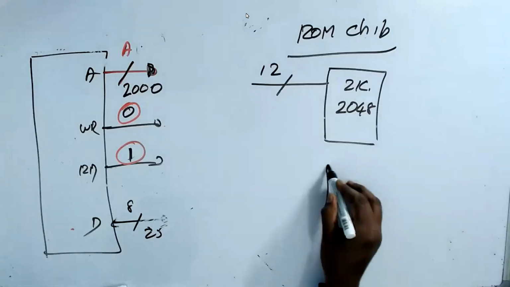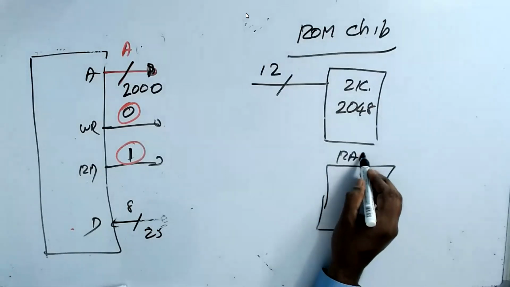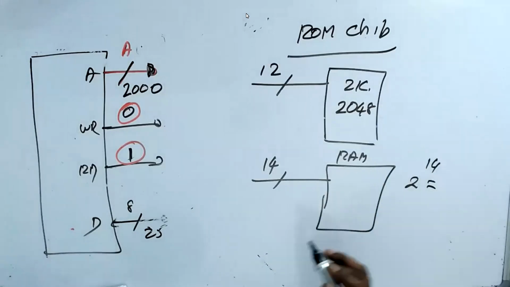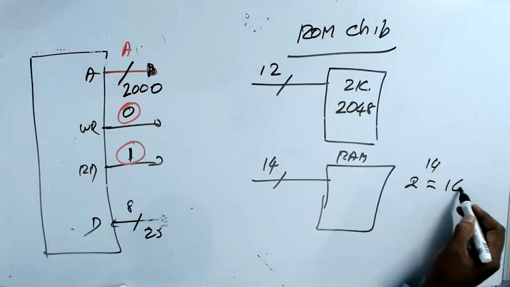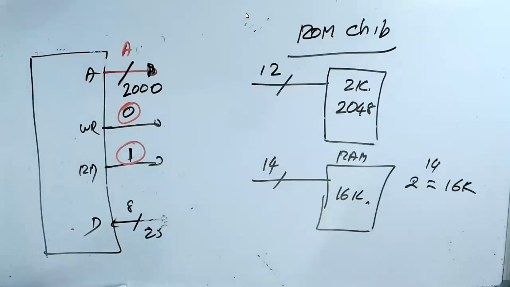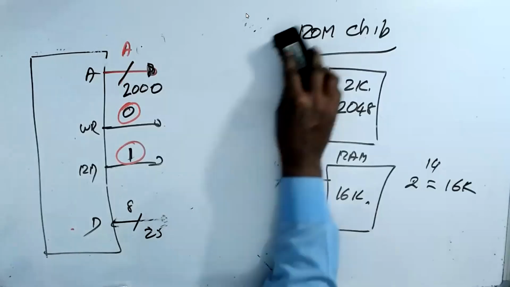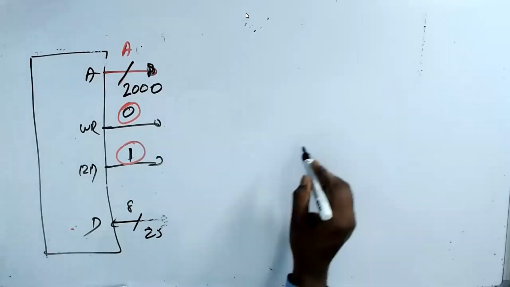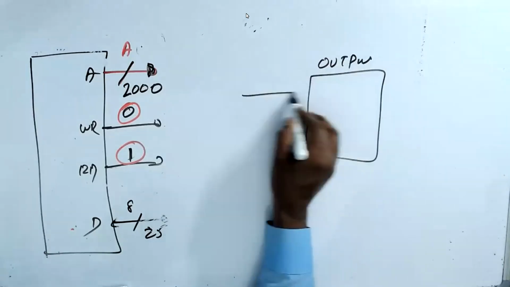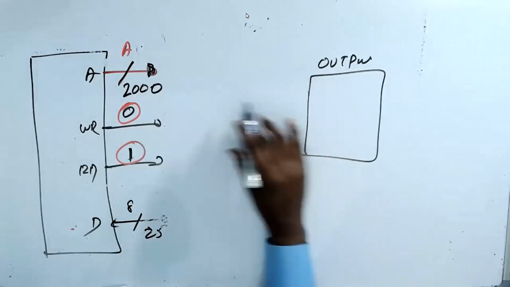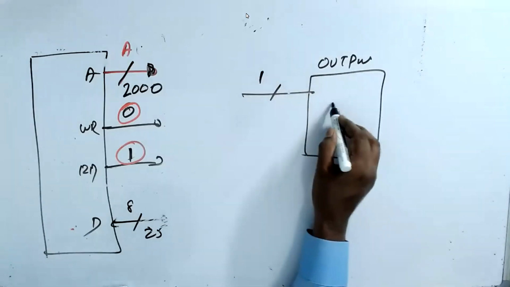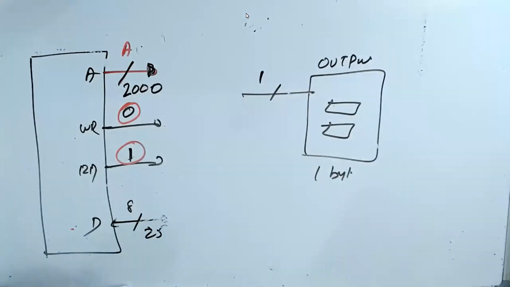Same way, I have a RAM chip which has 14 wires. 2 power 14 is how much? 2 power 4 is 16K. Same way, I can have an output. Address lines can be 0, no address line, then only 1 byte. Or I may have 1 address line, then 2 locations. You can have any number, doesn't matter.